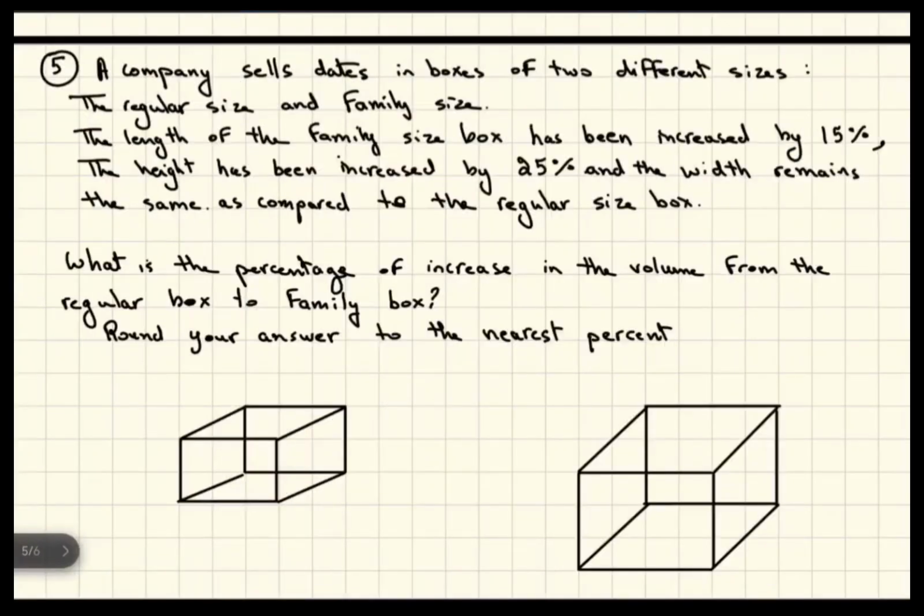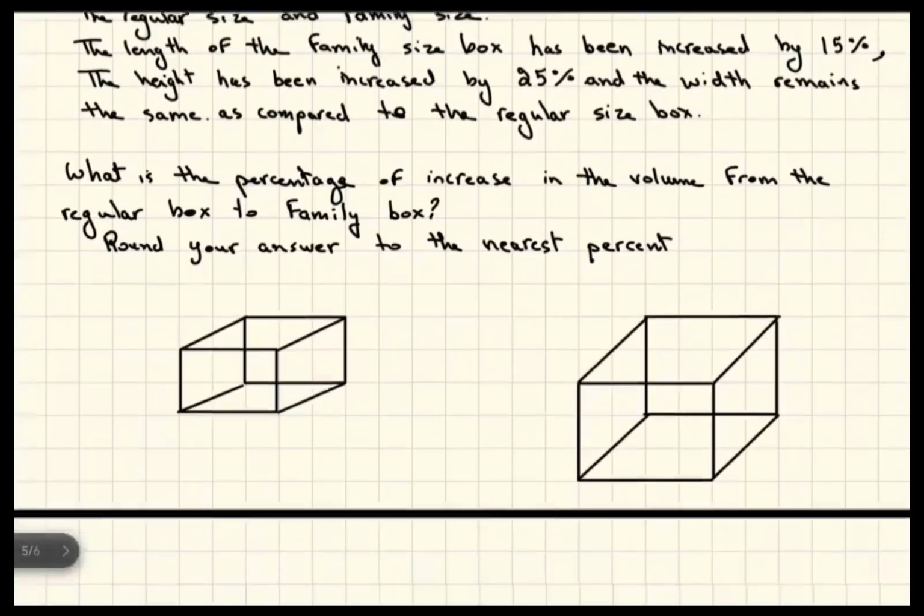In this question, they're telling you a company sells dates in boxes of two different sizes, the regular size and the family size. Now the length of the family size box has been increased by 15%, and the height has been increased by 25%, and the width remains the same as compared to the regular size box. The question is, what is the percentage of increase in the volume from regular box to family box? Round your answer to the nearest percent.